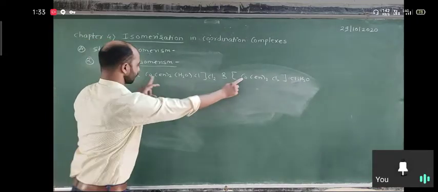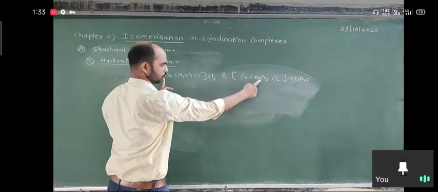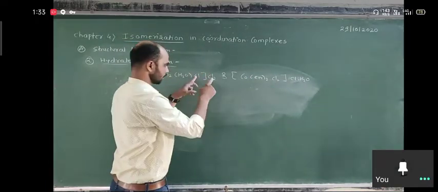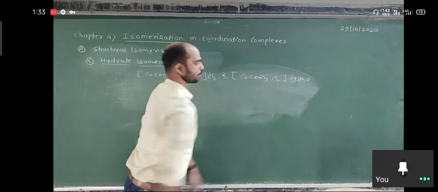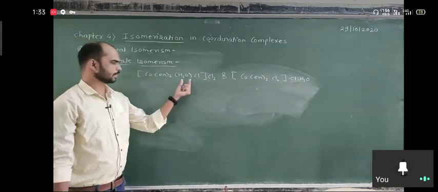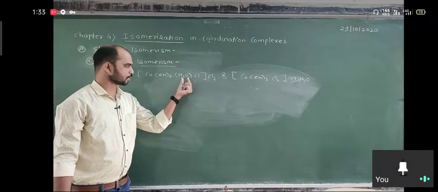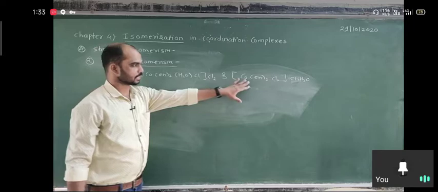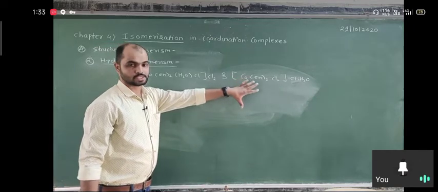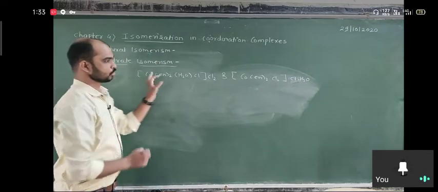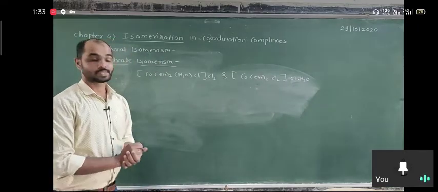In the first, how many cobalt? 2. Each cobalt has 2 ethylene diamine. How many water molecules? 1 water molecule, 1 water molecule. 3 Cl, 3 Cl. Means both have the same molecular formula. What is the difference? In the first case, the water molecule is present inside the square coordination sphere, but in the second case, the water molecule is present outside of the coordination sphere. That means both are hydrate isomers of each other.